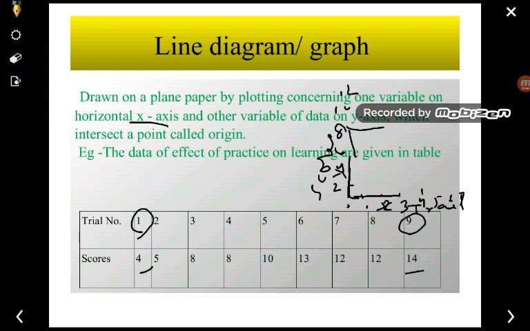And then we will plot the point, that is 1 and 4. So 1 will be somewhere here and 4 will be somewhere here. So this is the first point which we will get. Next, that is 2, 5. So this is the second one and this is the fifth one. So this is the second point we will get. And then after that a line should be drawn. So this is a line graph diagram.